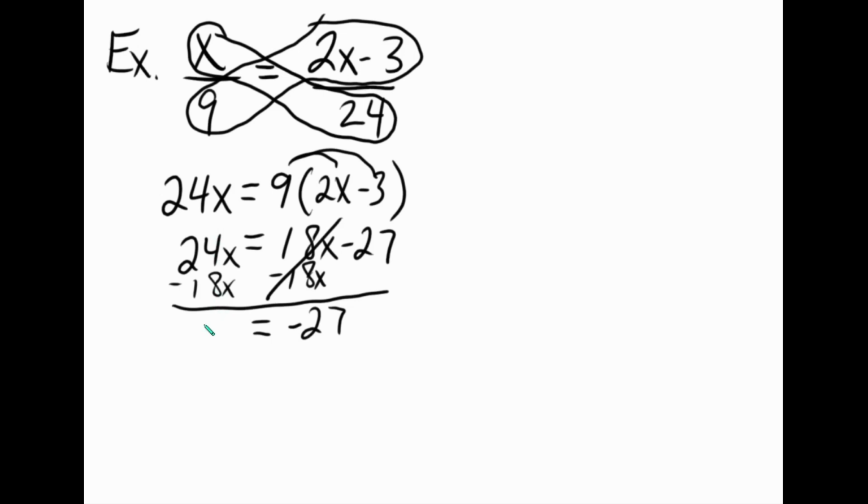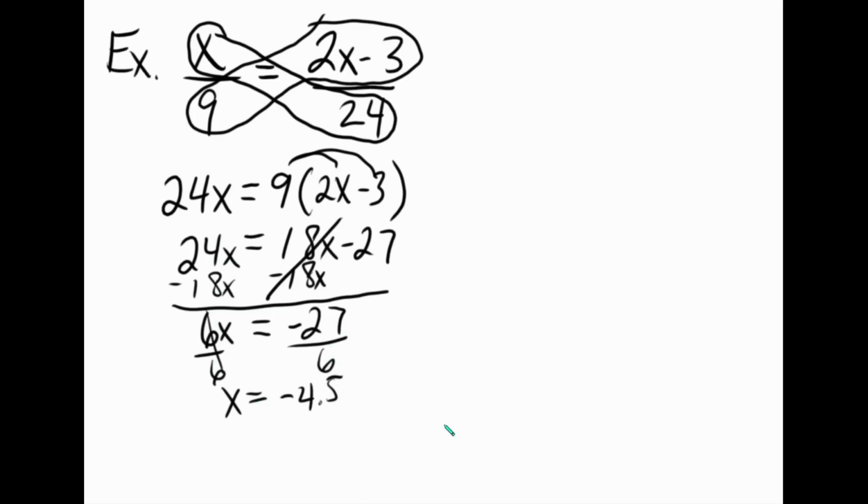24x minus 18x is going to give me 6x. Okay, now I can wrap up this equation by dividing each side by 6. The 6's cancel, leaving me just x. Negative 27 divided by 6 will give me negative 4.5.